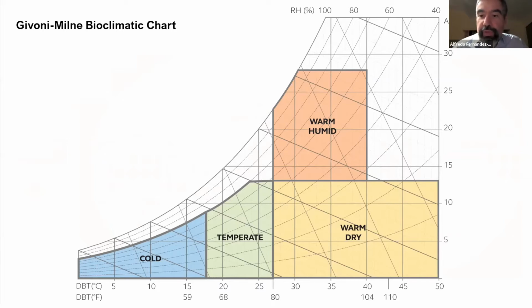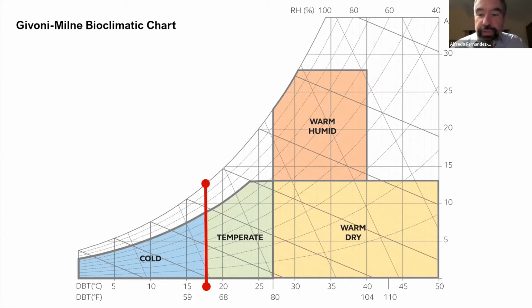And if you're not familiar with the psychrometric chart, on the horizontal axis, you have dry bulb temperature. On the vertical axis, you have absolute humidity, and the curves that you see inside the psychrometric chart correspond to relative humidity information. So the temperature and humidity range of the temperate climate zone is generally associated with thermal comfort, and therefore the upper and lower limits of this temperate zone are really important from a design perspective.